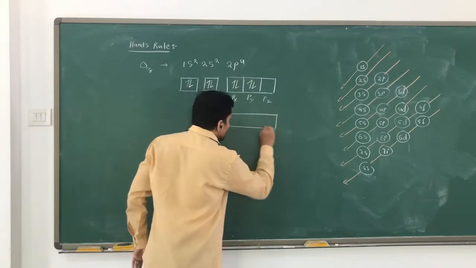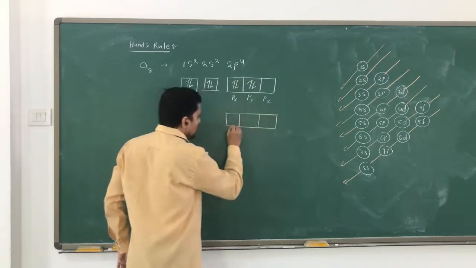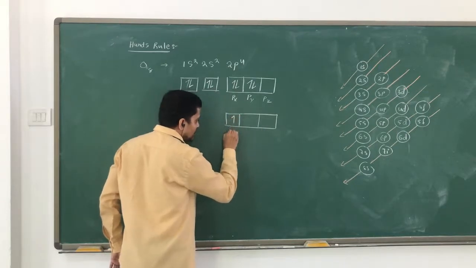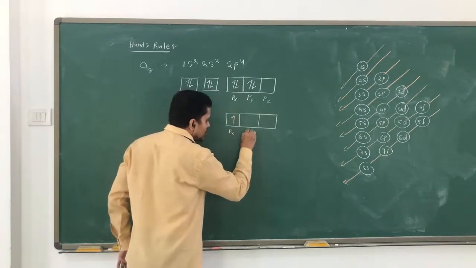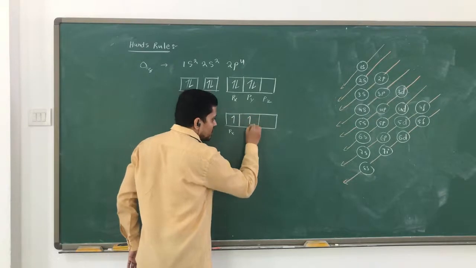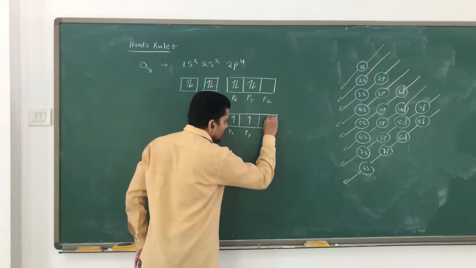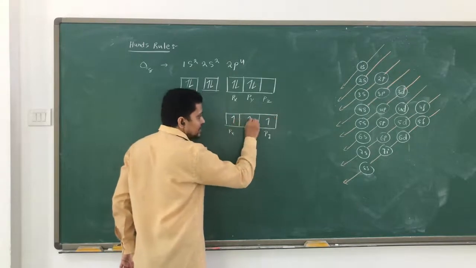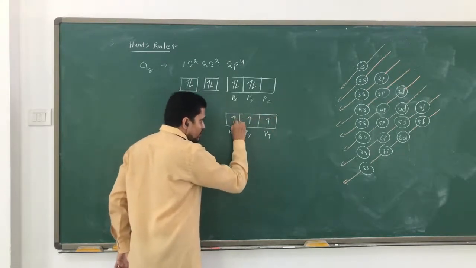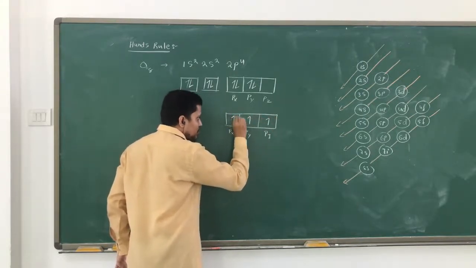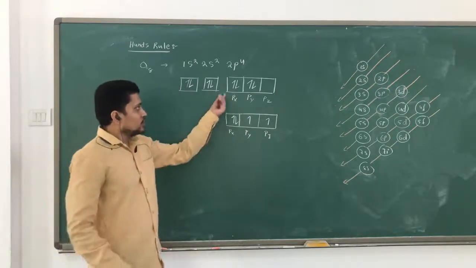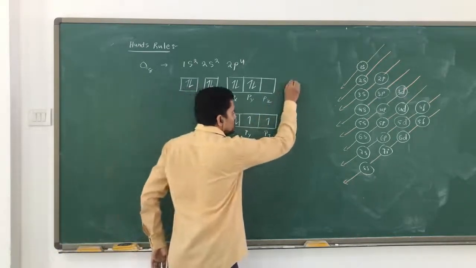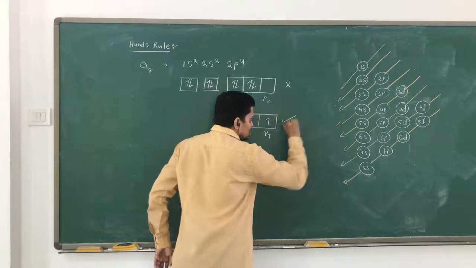And the second method is, instead of filling completely, I am going for single first. Px is going to take 1 electron, py is going to take 1 electron, and pz is also going to take 1 electron. Then after completion of this single filling, we are going for completely filling with opposite spin. So now we have two possibilities, and according to Hund's rule, this is wrong and this one is correct.